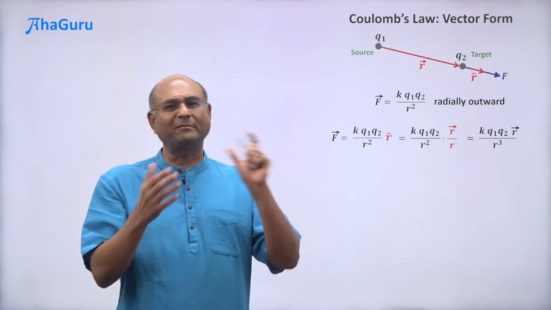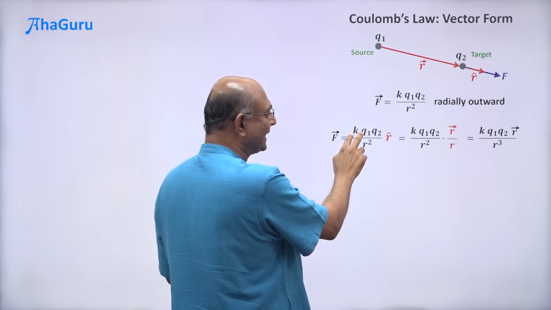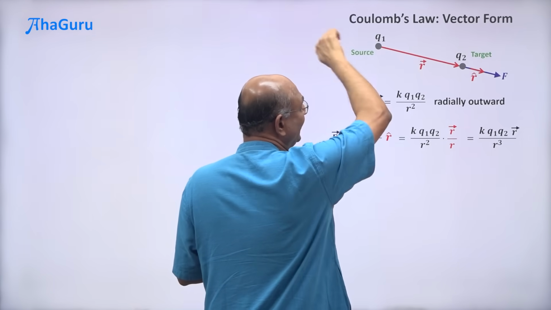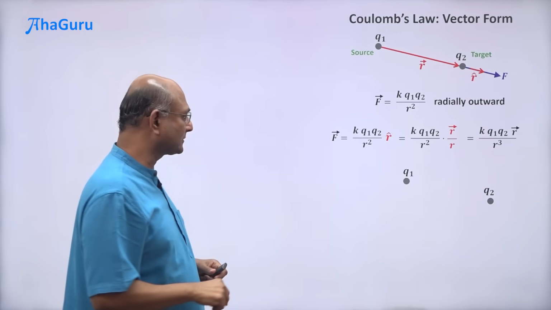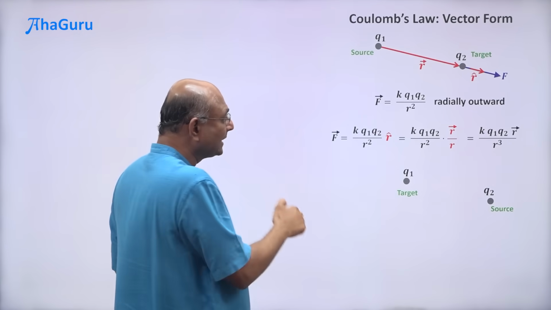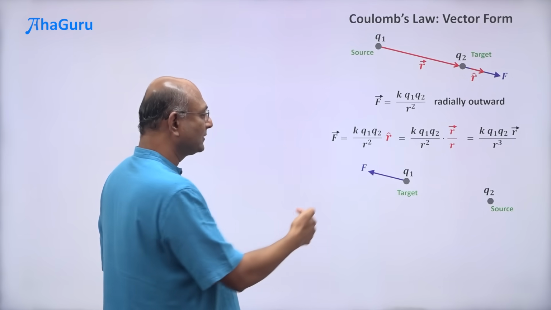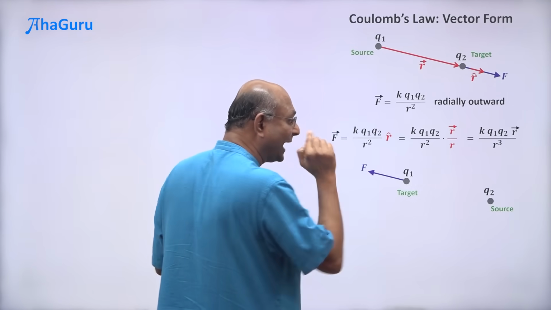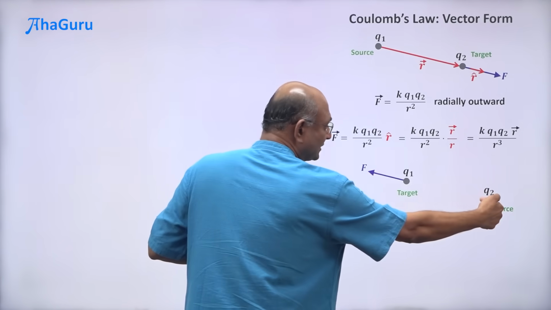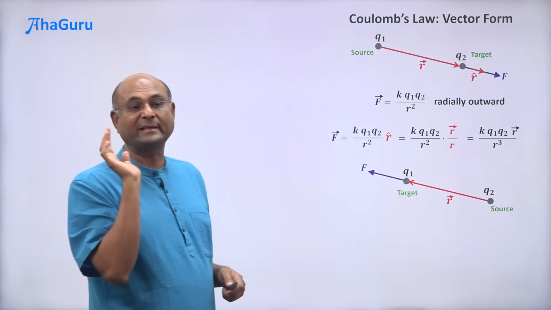Whether Q1 and Q2 are positive or negative doesn't matter. This will give you the answer, because Q1, Q2 you must use with the correct sign, and then the R vector. Remember, the R vector is from the source to the target. That is important. Suppose that is the source, this is the target. It's my choice, right? That means I'm interested in the force on Q1. If I'm interested in the force on Q1, the force is going to be, let's say, that way, then the R vector is no longer that R vector. For this formula, the R vector you must use is this R vector. R vector is always from the source to the target charge.